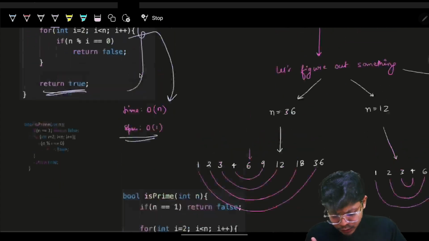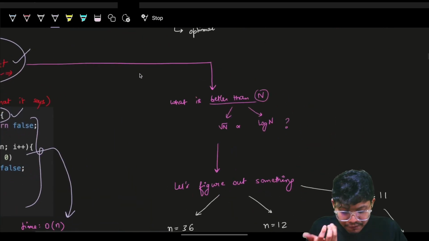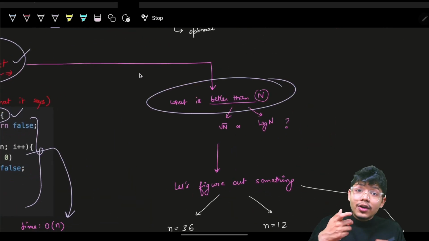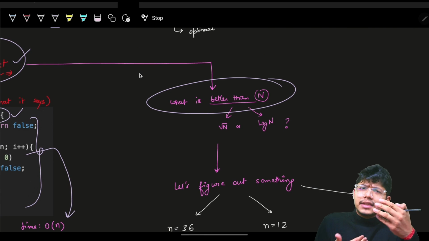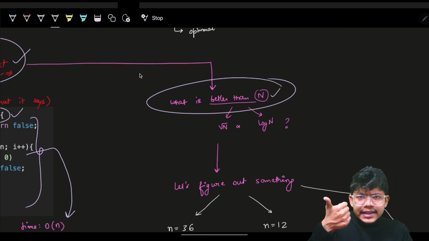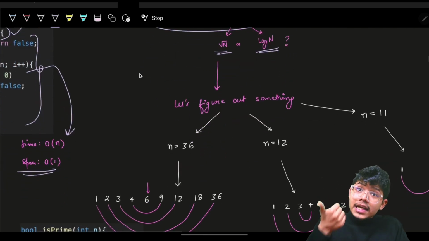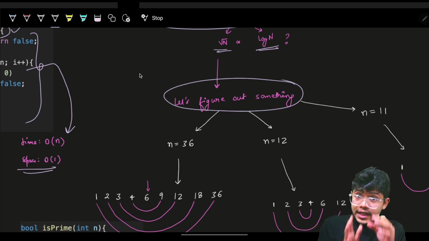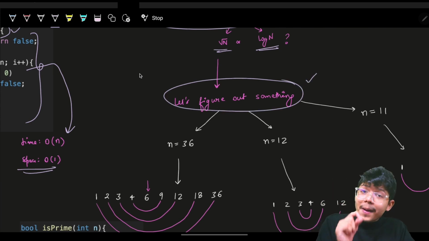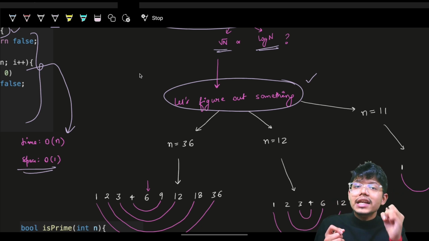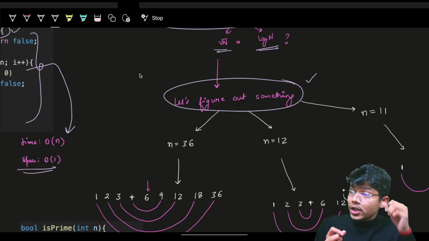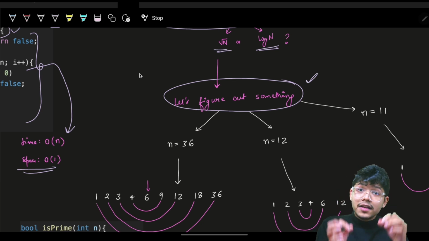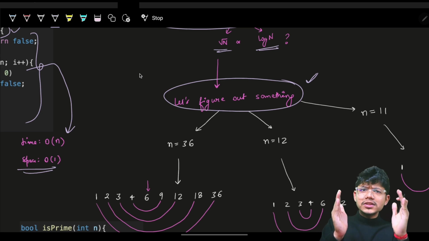But if I ask you to improvise that, which means you have to make the complexity better than n, what can be better? Either it can be root n or it can be log n, right? Now, let's figure out some pattern. And remember this pattern, because it is very important in math and number theory concepts, and it is highly used in the later part of the video. In all the optimizations, this pattern will for sure be used. So please consider this a very serious part.